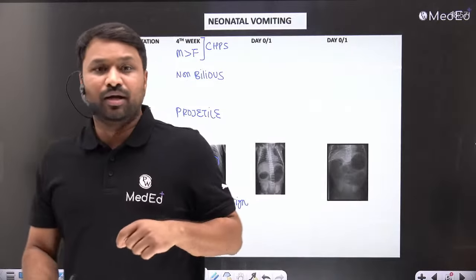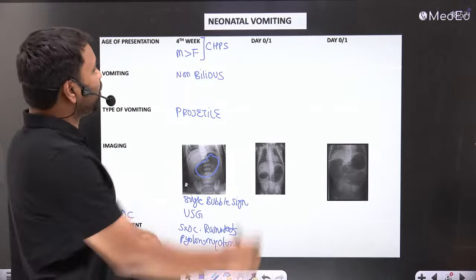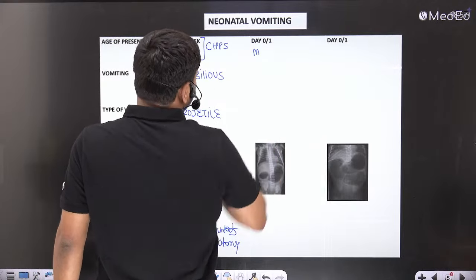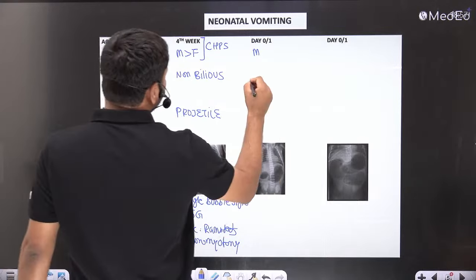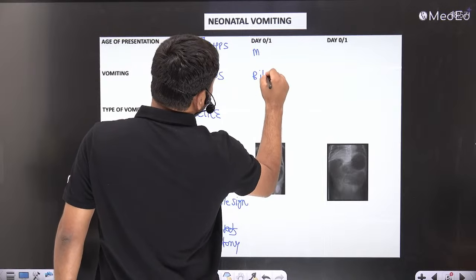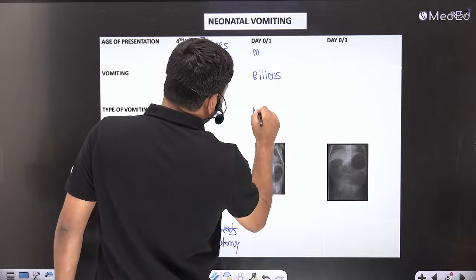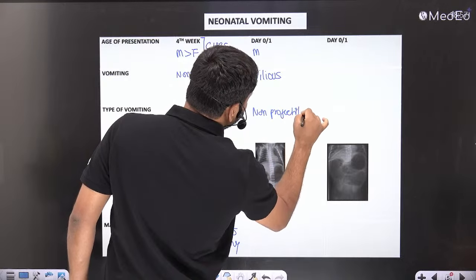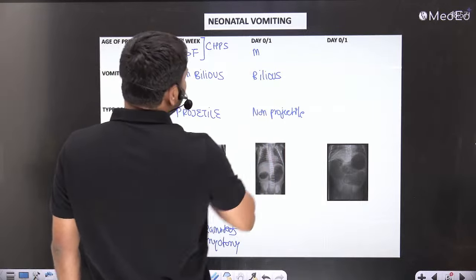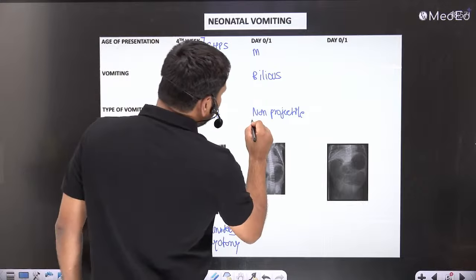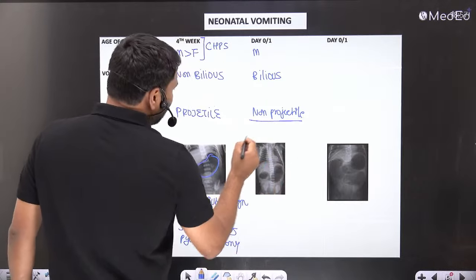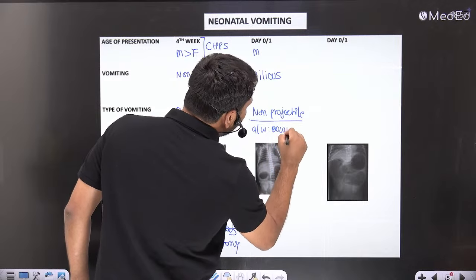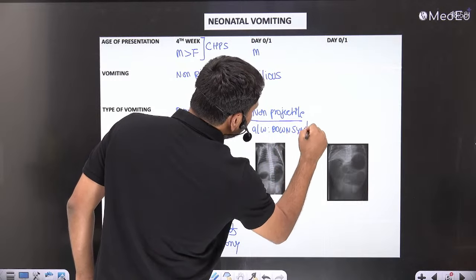So these are the components of your 4th week. Let's say you have a day 0, day 1 baby. Let's take this is also a male baby, right? Here, the baby presents to you with bilious vomiting. This bilious vomiting is non-projectile in nature. Again, to make your life more convenient, I'll give you an important pickup point. Here, it is associated with Down syndrome.